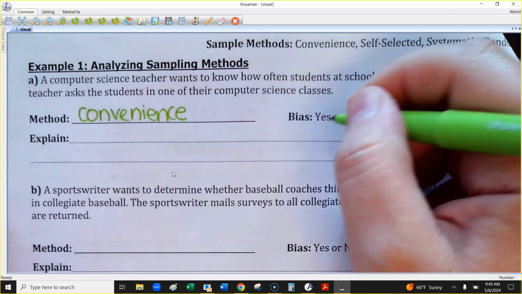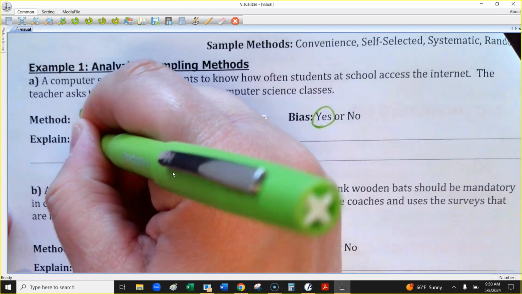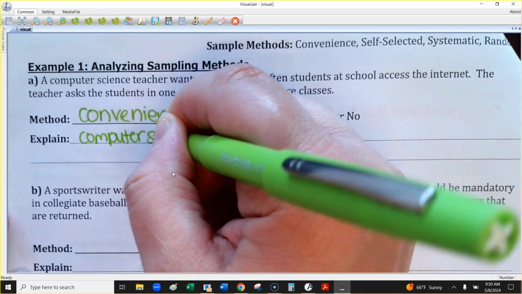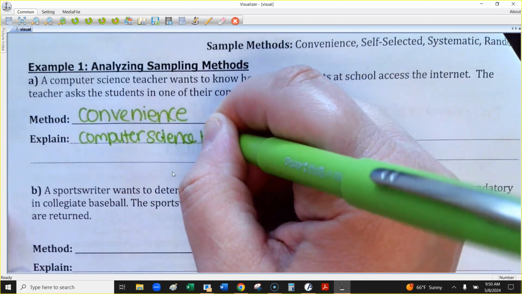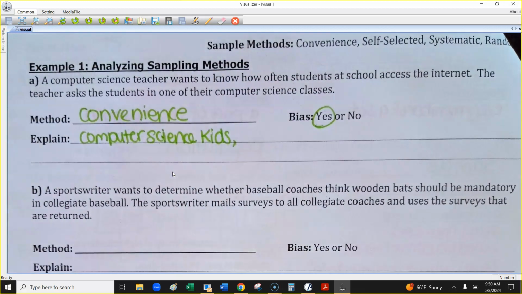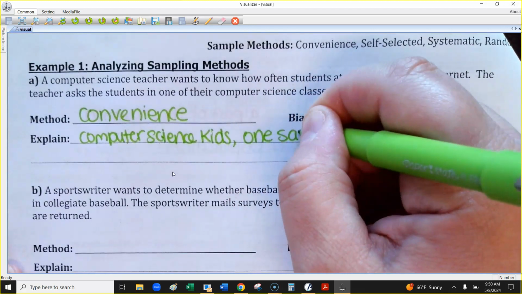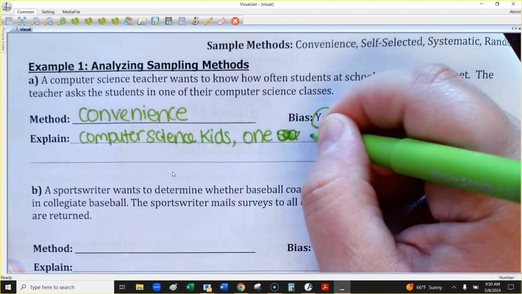Right? For sure. Okay, you could say these are computer science kids. They're more likely to be on the computer, right? Was anybody else thinking another reason? It's only one class. This is a small sample. I started to write one sample, one class.